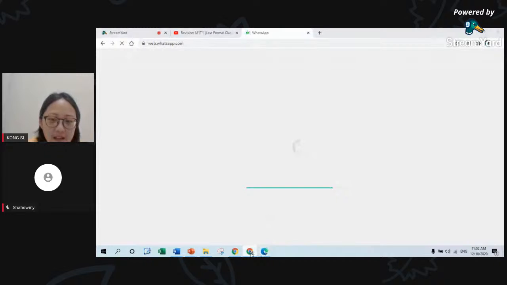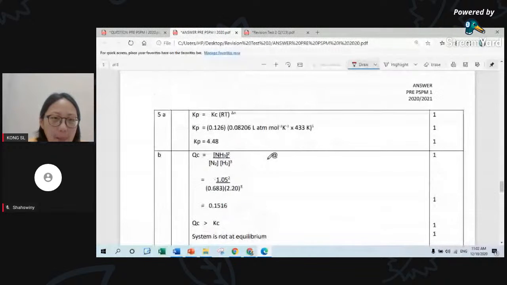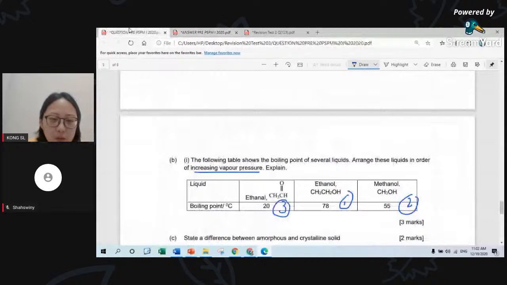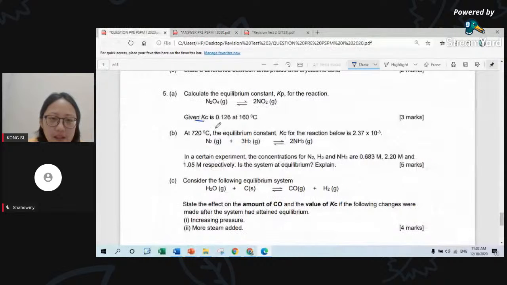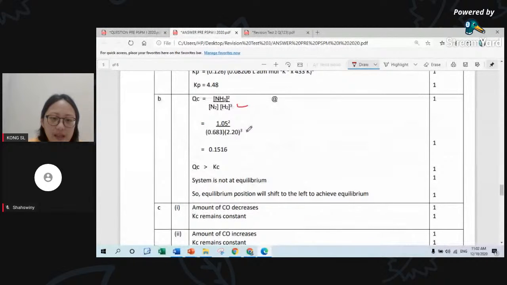Okay, now proceed. Last two questions. Question 5, no problem, simple. Kc is given, and you are asked to find something, and all the concentrations are given. Please don't try to draw the ICE table. The ICE table is just for finding the concentration or Kc, Kp. So in this case, actually, you compare Kc and Qc. So this is the answer. The Qc expression, substitute, find the final answer, and then conclusion.